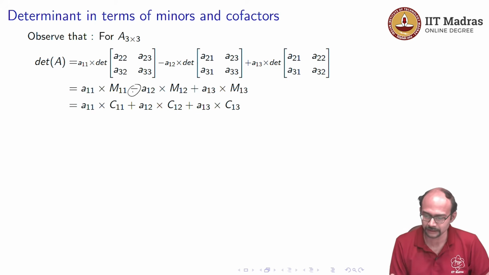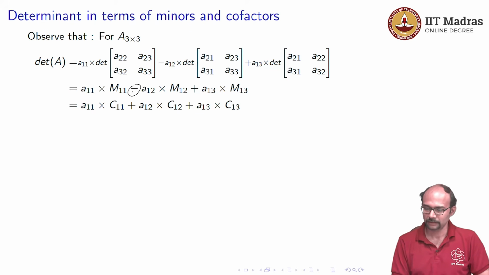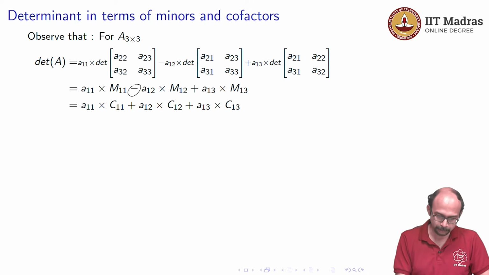Okay. So, this is the expression for the determinant of a 3 by 3 matrix in terms of the minors. And remember, the minors, or the cofactors, meant that you compute determinants of 2 by 2 matrices. Okay. So, now we can go beyond.